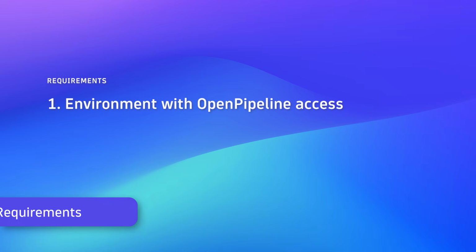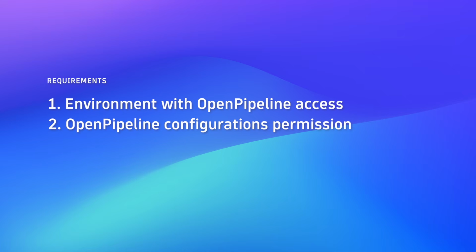Let's get started. Here's what you'll need to try this out on your end: a Dynatrace environment with OpenPipeline access, the right OpenPipeline configurations permission in your Dynatrace policies, and an application or service that sends error logs to Dynatrace. We'll be using a simple service running on Kubernetes that's generating error logs.